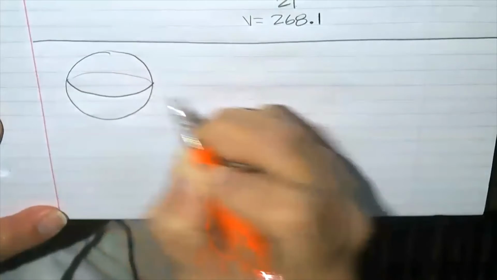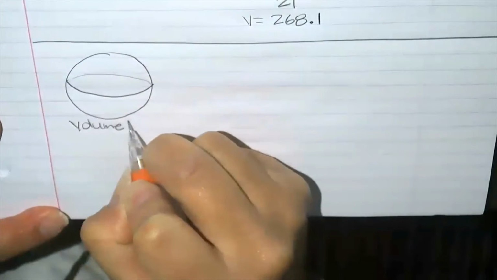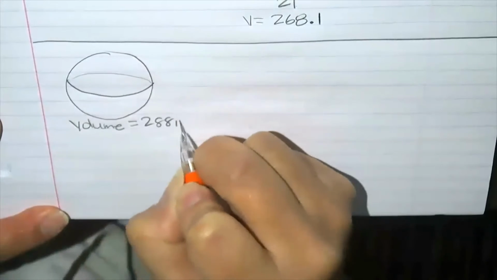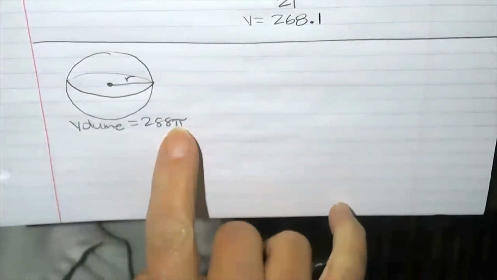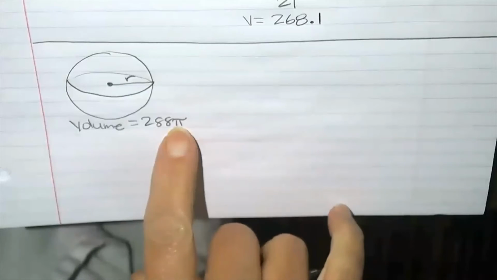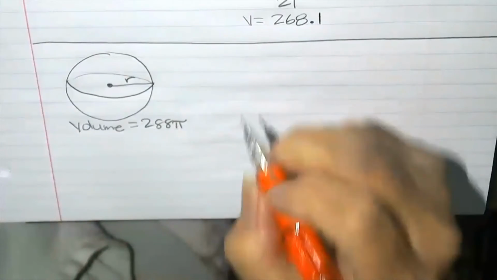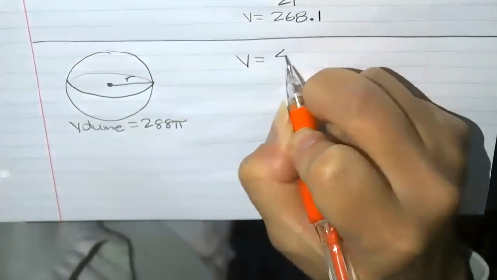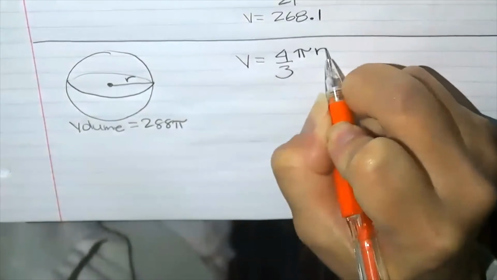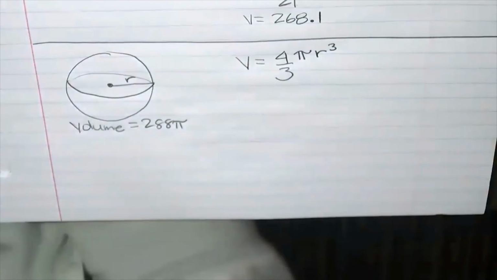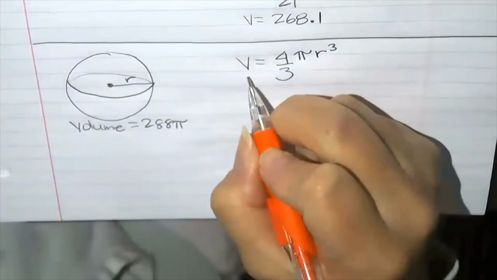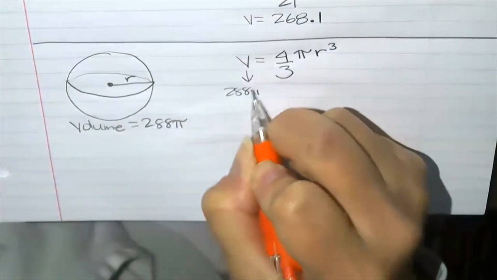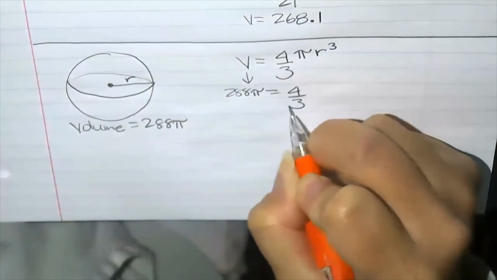They give us a sphere and they're telling us the volume is equal to 288 pi. And they want us to find the radius. And this pi is kind of stressing me out a little bit. Well, let's work through it. The volume is equal to 4/3 pi r cubed. So this is still basic substitution. My volume is 288 pi equals 4/3.